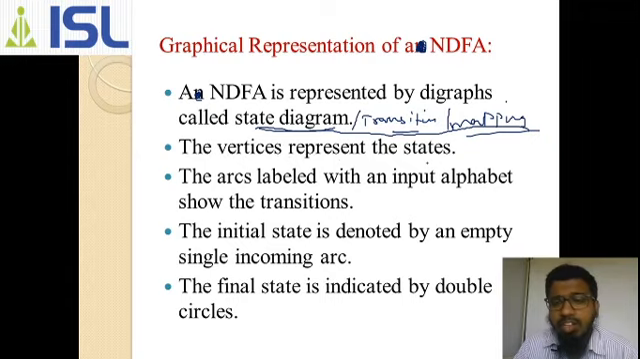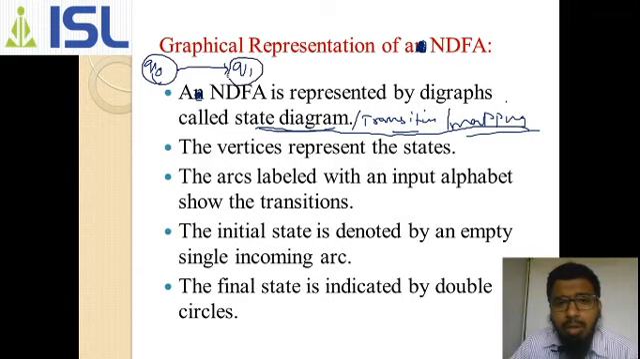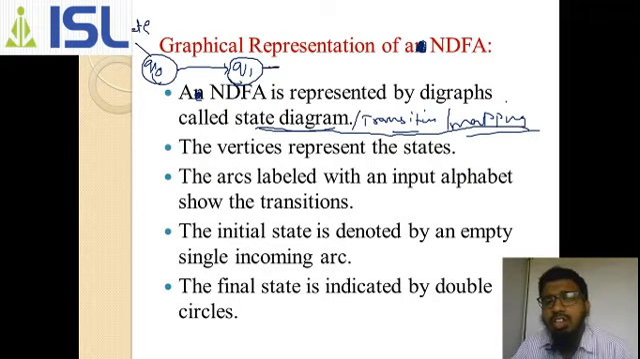The vertices represent the states. What are the vertices? We are drawing the graph like Q0 and Q1. So this is a vertex and this is called a state. This is the initial state, and this is the final state if we go like this.